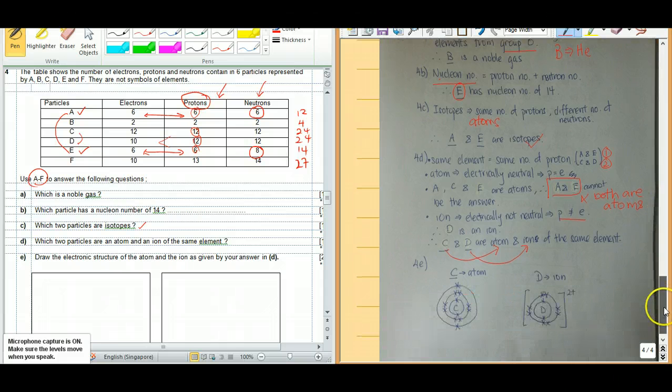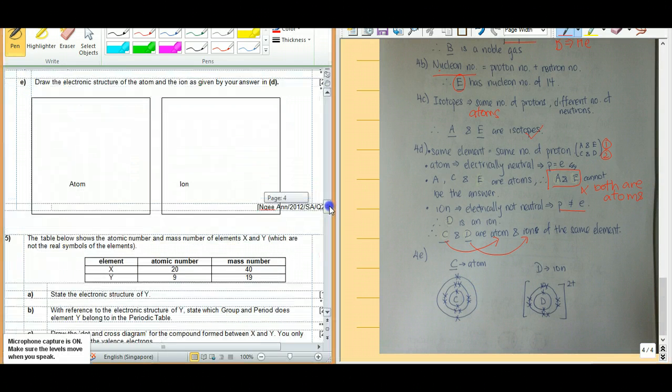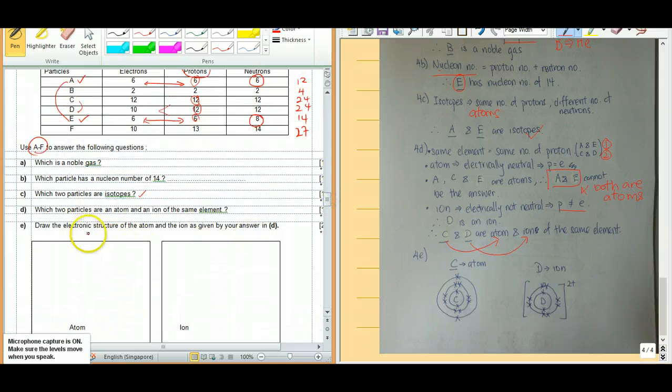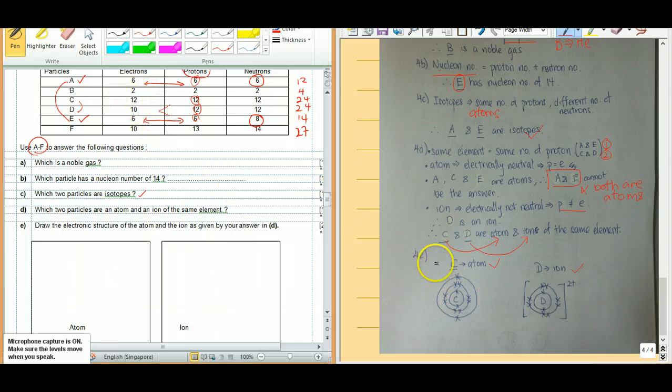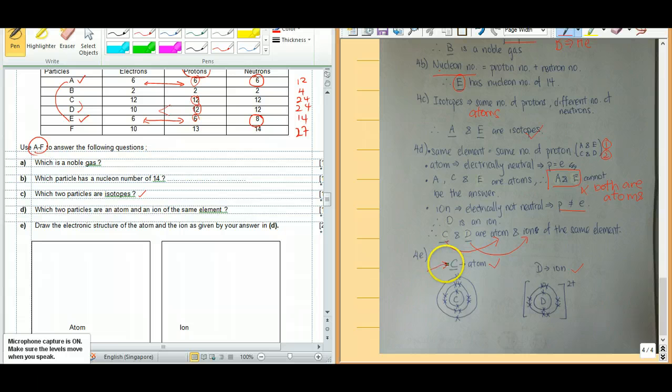And lastly, let's look at 4E. They tell us to draw the electronic structure of an atom and ion as given by the answer in part D. So what we need to draw is C, atom, and D, ion. So for the atom here, generally quite simple. We know that C has 12 electrons. So the electronic configuration will be 2, 8, 2, and that's what I've drawn here.